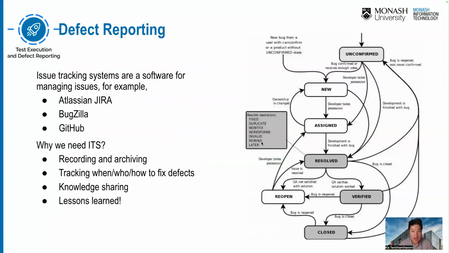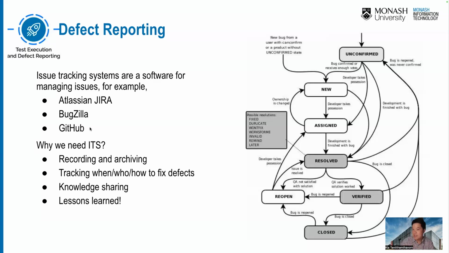Once you develop the test case, if the test case fails, you need to submit a bug report or defect report. Normally we use an issue tracking system. There are different issue tracking systems like Atlassian Jira, Bugzilla, or GitHub.